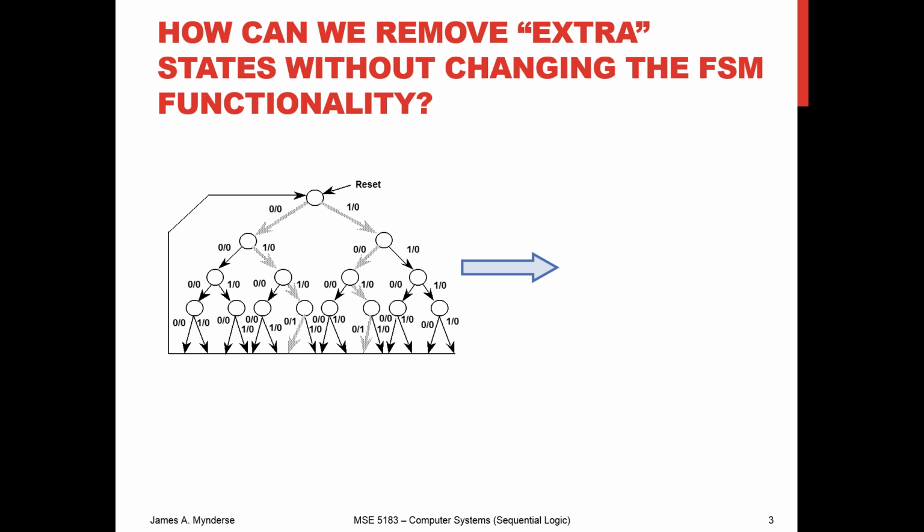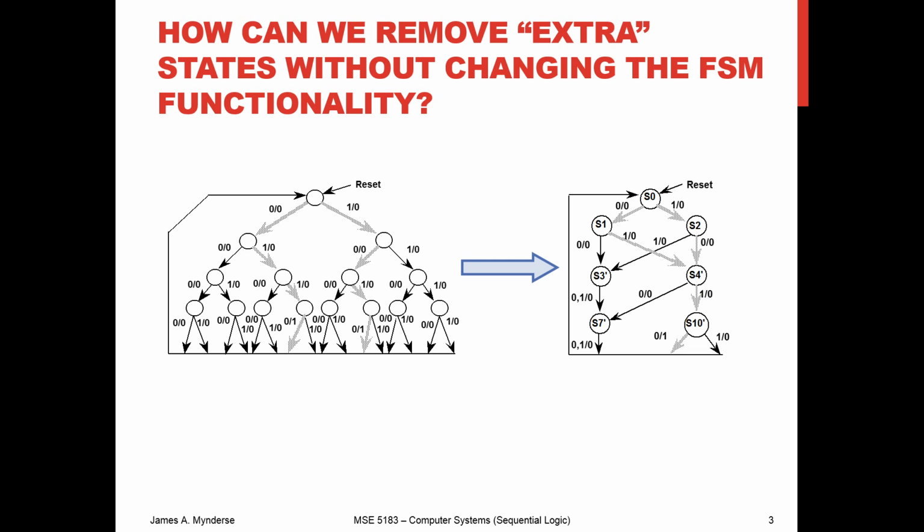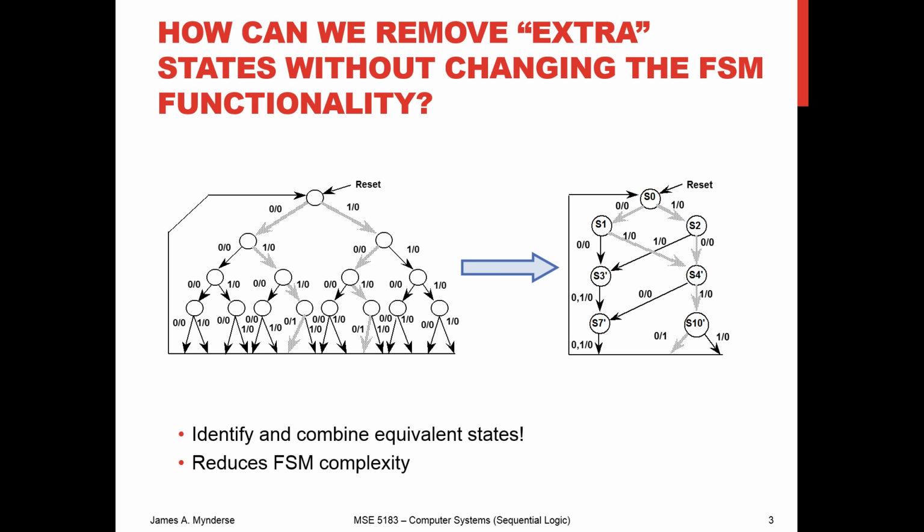without changing any of the functionality. So, for instance, I've got a bunch of states shown here on the left, and we're going to show that we can take that down to only 7 states. S10 is the last one there. And if we take it down to 7 states, we've reduced the number of flip-flops needed, we've reduced the number of lines of code needed. And so the way we're going to do this is we're going to identify and combine equivalent states. We still have to define equivalent states, but we're going to find these equivalent states, we're going to combine them, and that will reduce our total complexity because now we've got fewer states to implement.